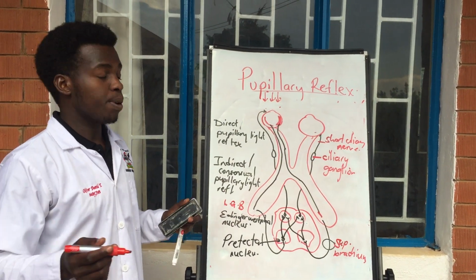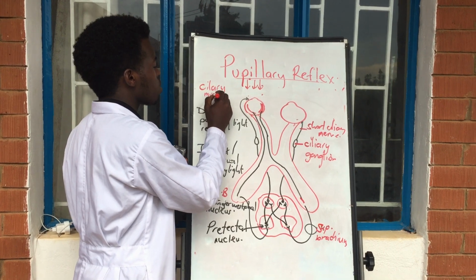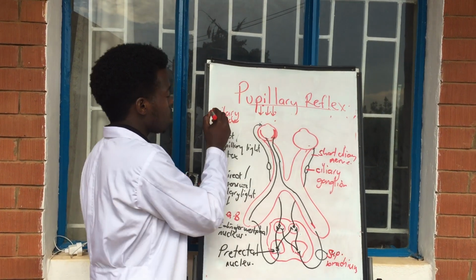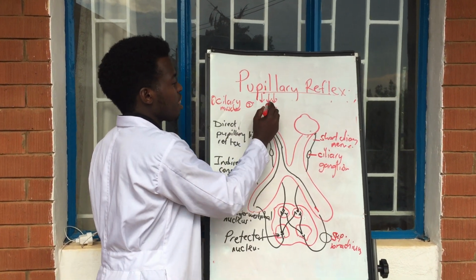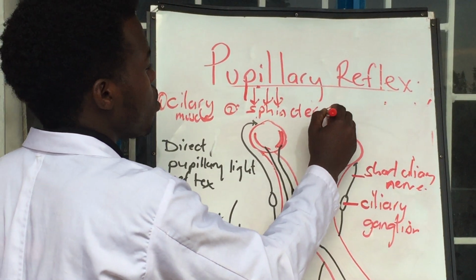What will they supply? They'll supply the ciliary muscles, that's in the ciliary body. Then also they will supply the sphincter pupillae.